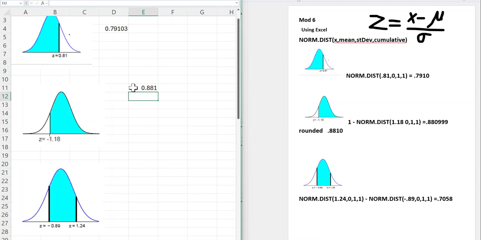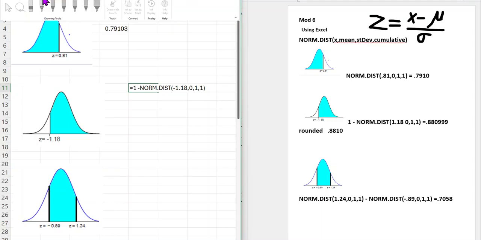Okay. Down here, I want between. Well, we already learned up here that I can't use the formula by itself. It always calculates to the right. So how can I do it if I want the value between? I'm only going to get the area to the right. Well, here's how you're going to do it.